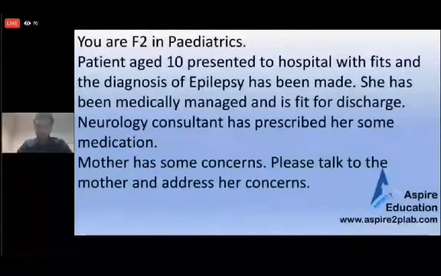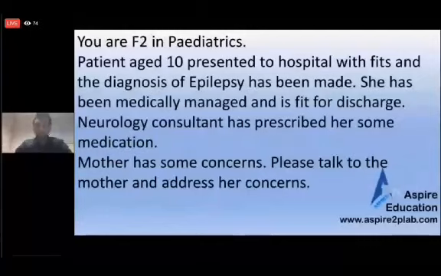So what do you do in this station here? The patient is already medically fit, diagnosed with epilepsy, prescribed some medication. Now you have to go talk to the mother and address her concerns. So what do you expect to be there in the station? As soon as you go to the station, first things first, you always have to assess her condition now. How is she doing now? How are her fits now? Is she getting any other episodes? Is she feeling well? Any neurological deficits? Nothing. So everything is fine. So first you have to assess her condition.